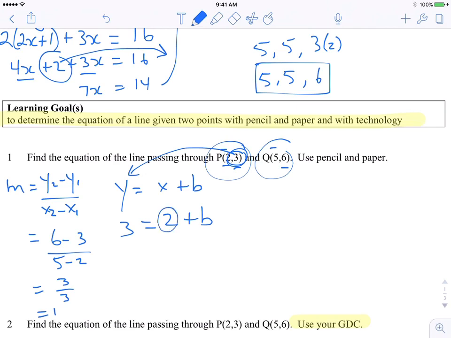If we subtract 2 from both sides or bring this over, we get 3 minus 2, which is 1. So 1 equals b. I can show you the step for those that need to see it. 3 minus 2 equals b, and then 1 equals b. Therefore, the equation of our line is y equals x plus 1, or 1x plus 1.